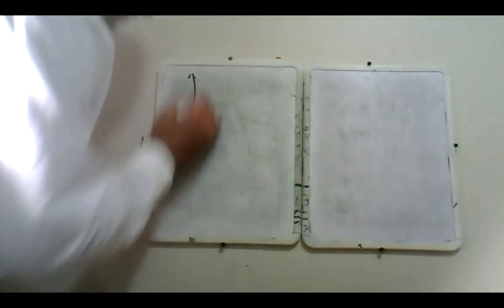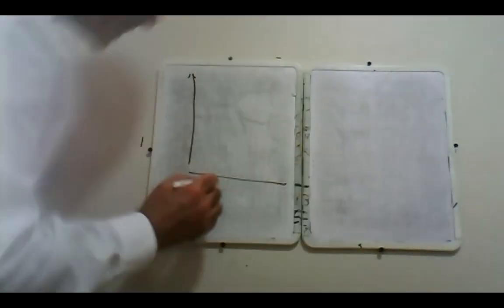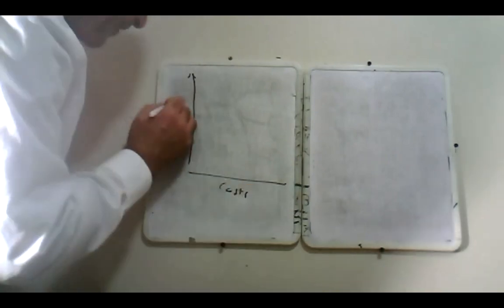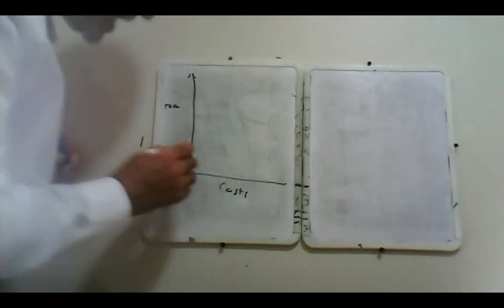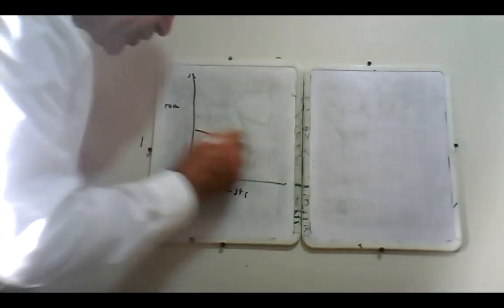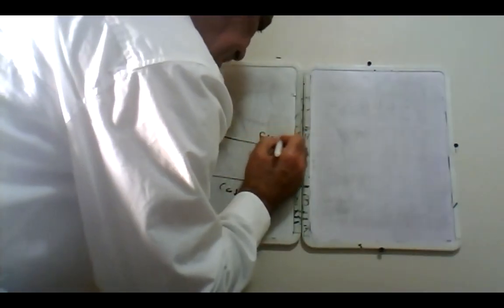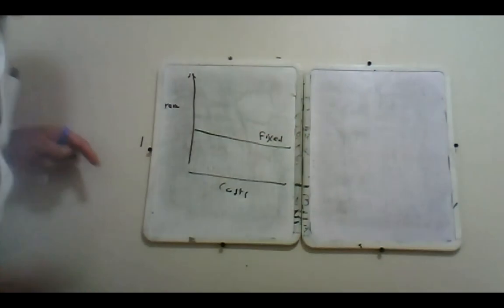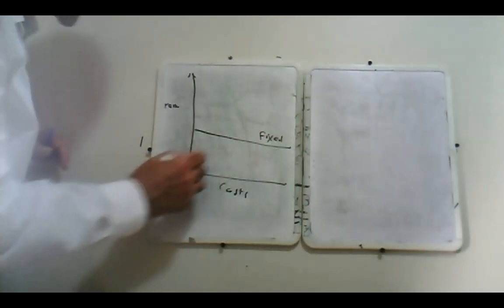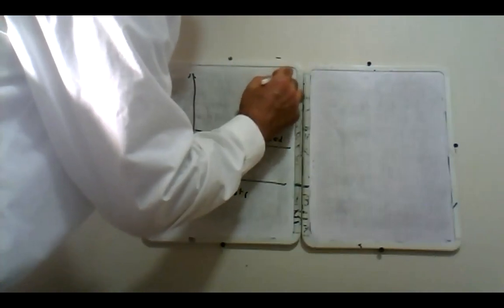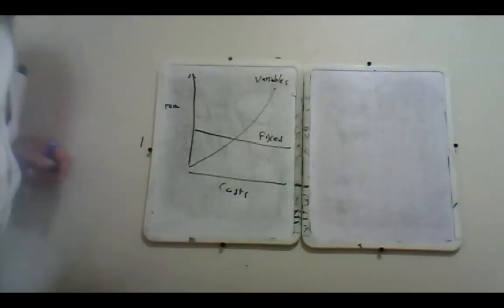So what does the break-even analysis mean? It means that we have costs and we have revenues. Let's say here, as an example, we have something called fixed costs. This is called fixed costs. And we have something called variable costs. Variable costs. So we have fixed costs.